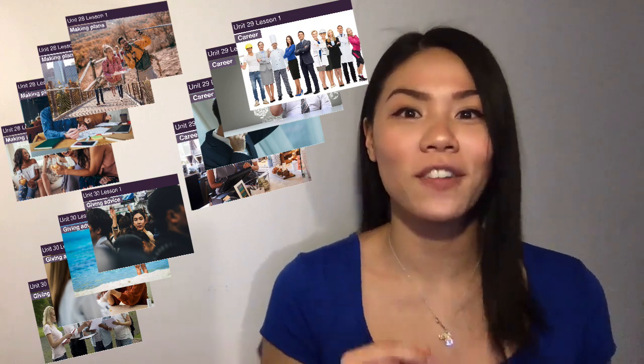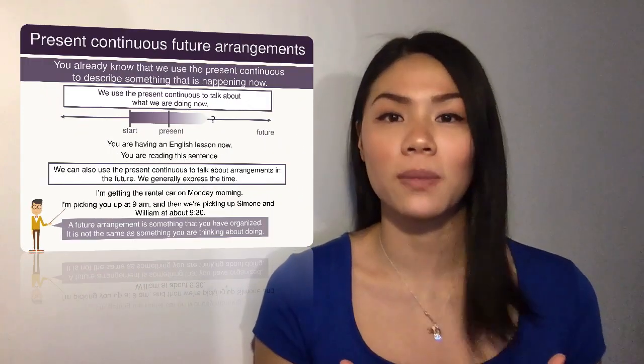I'm so excited to share with you that we just released B1 Unit 28, 29, and 30 of the step-by-step online curriculum right now on Off to Class. So, B1 Unit 28 is all about present continuous and future arrangements.